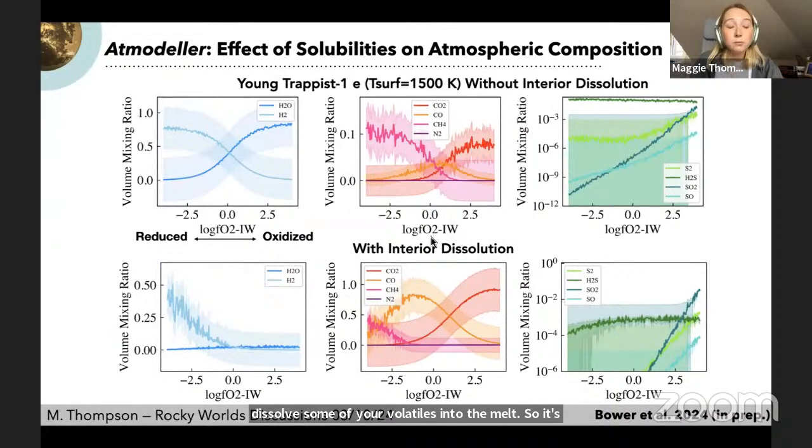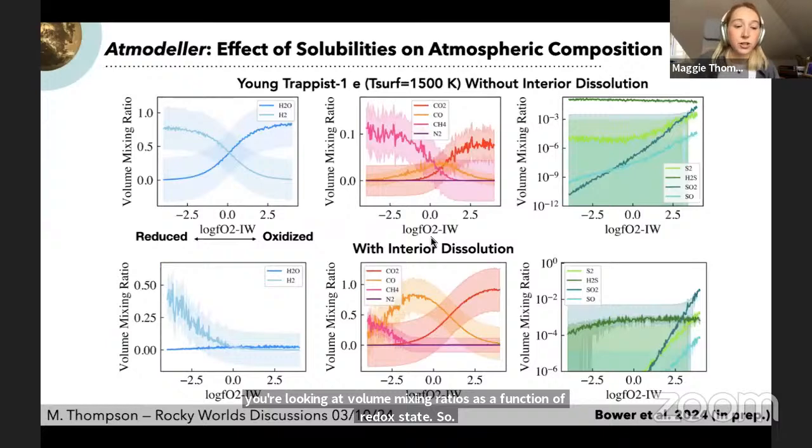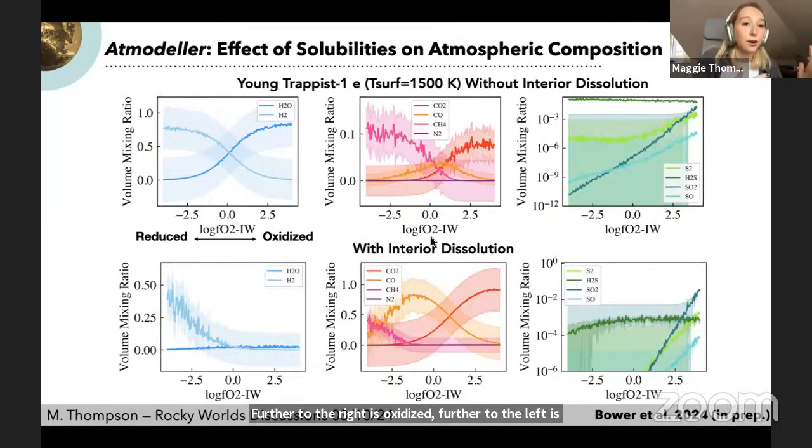So you're looking at volume mixing ratios as a function of redox state. Further to the right is oxidized, further to the left is more reduced. And so you end up with, if you're more reduced, a lot of hydrogen, and if you're more oxidized, a lot of water. That's your dominant species. You also have some much more minor amounts of carbon species and even more minor amounts of sulfur.